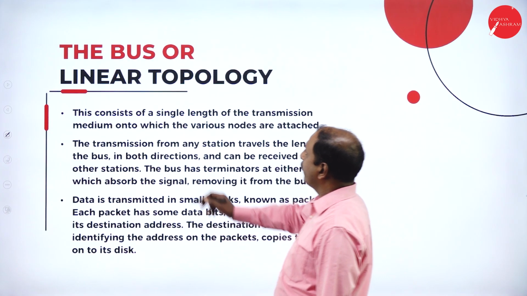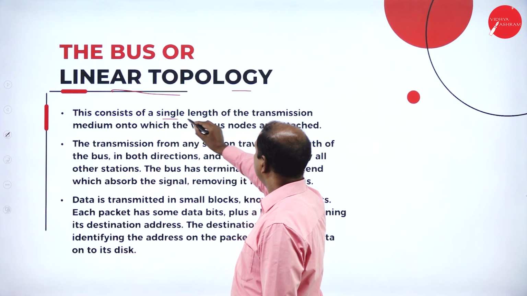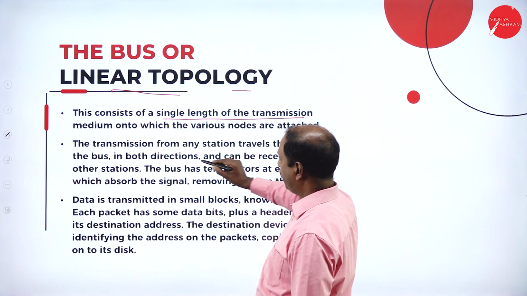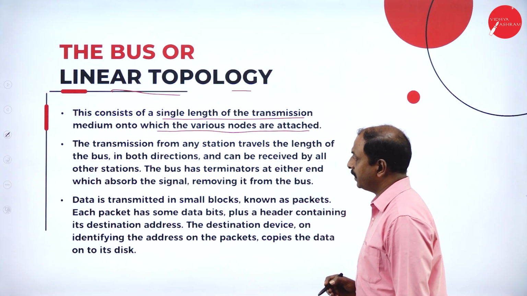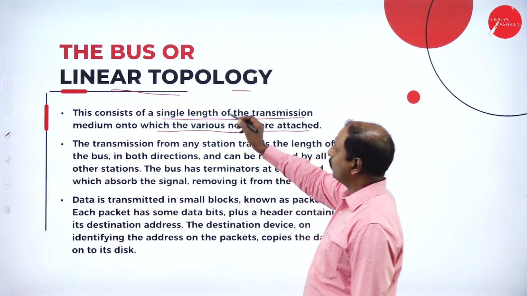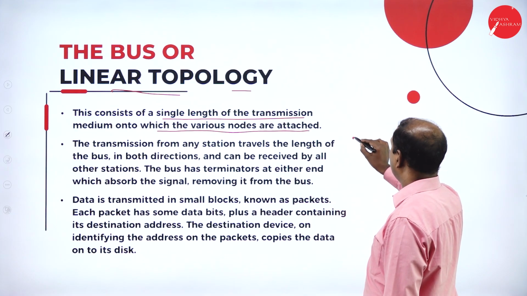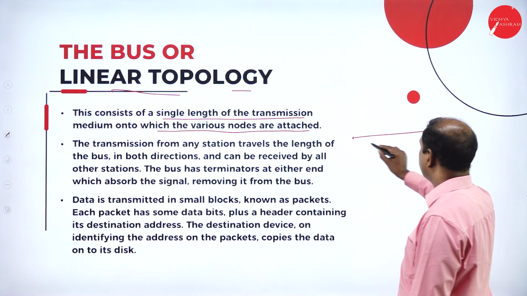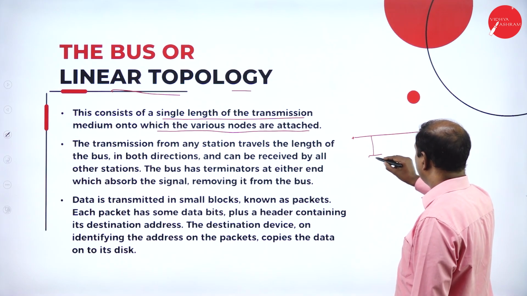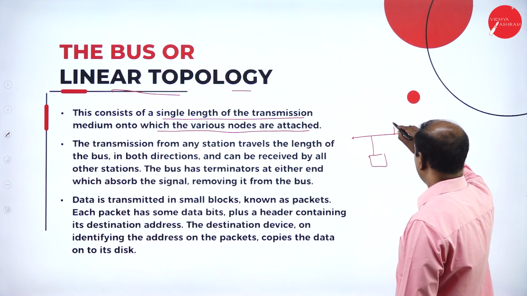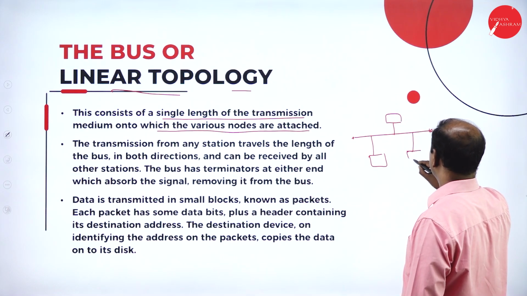The next one is the bus or linear topology. It consists of a single length of transmission medium onto which the various nodes are attached. So in this topology there is a central cable. You can imagine this is a central cable to which all the other computers can be connected. So this forms a bus topology.